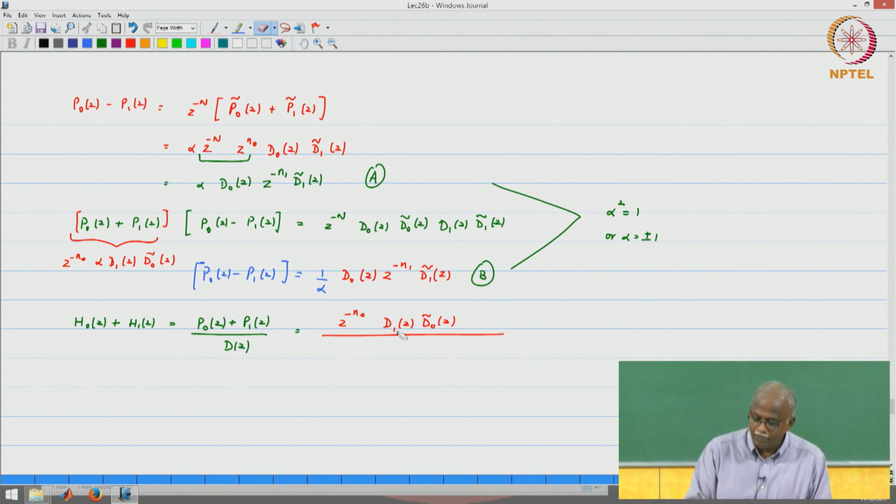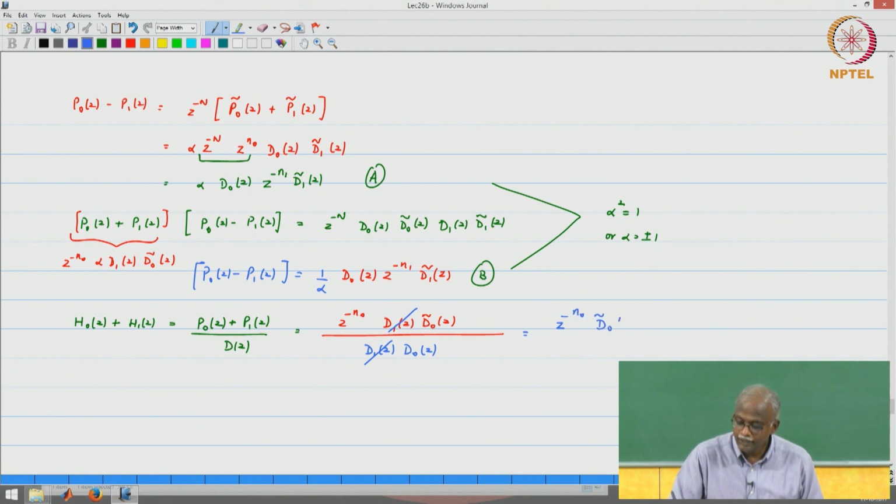So, d of z can be written as d1 of z into d naught of z, that is the denominator. I am going to cancel d1 present in the numerator and denominator. This is z power minus n naught d naught tilde of z divided by d naught of z.